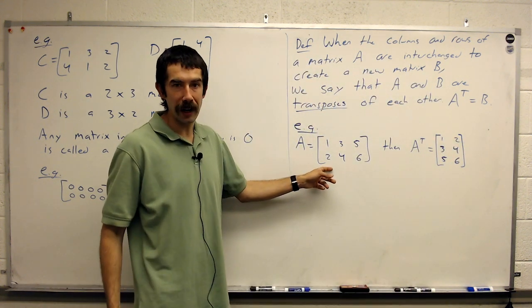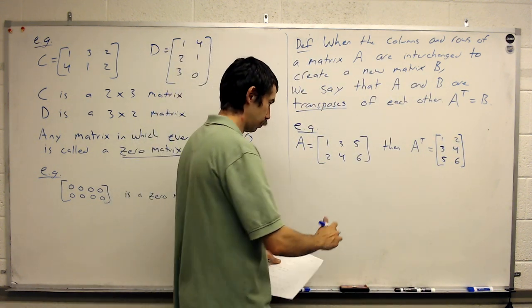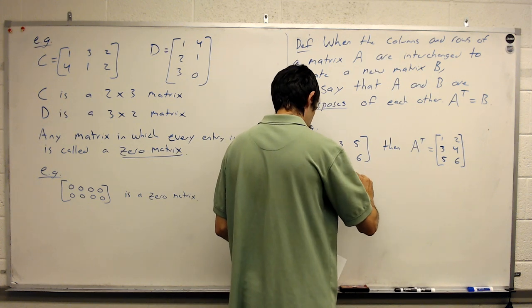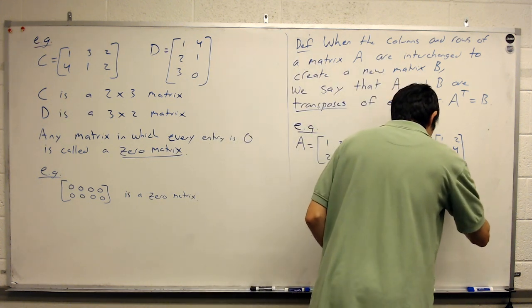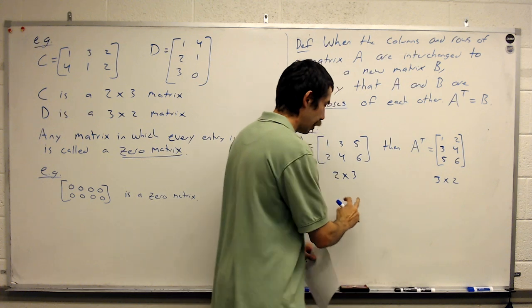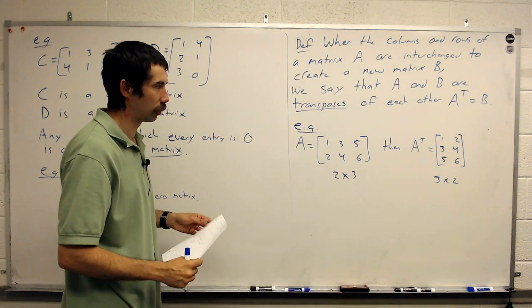A is a 2 by 3 matrix. A transpose is 3 by 2. Right? Because we switch the rows and columns. So that should switch the dimensions there.